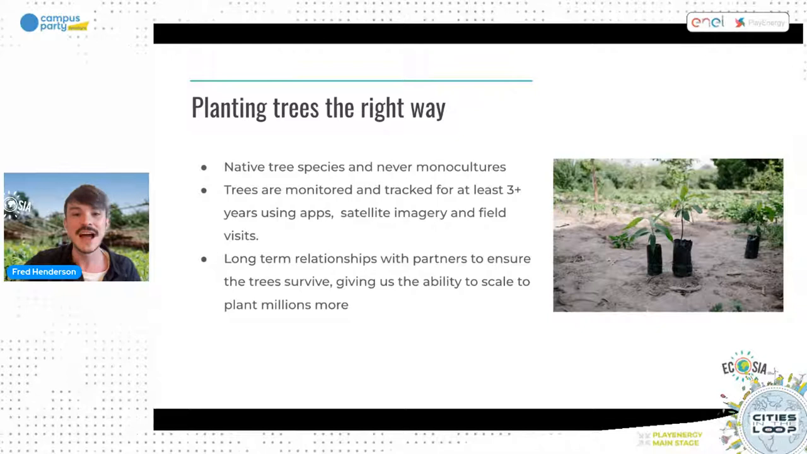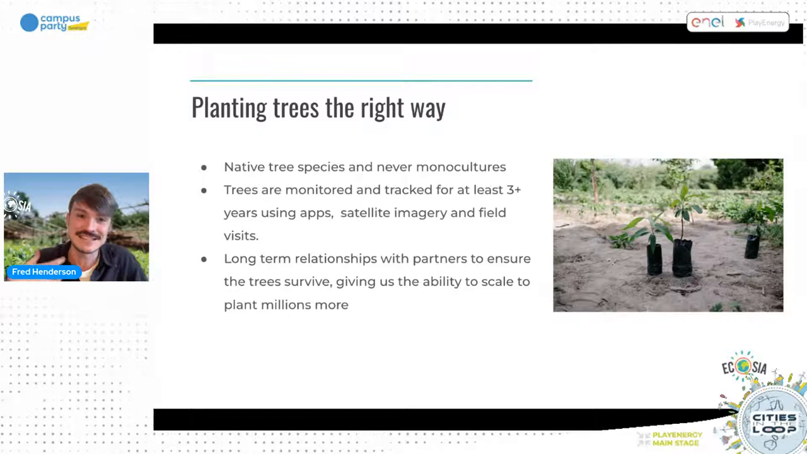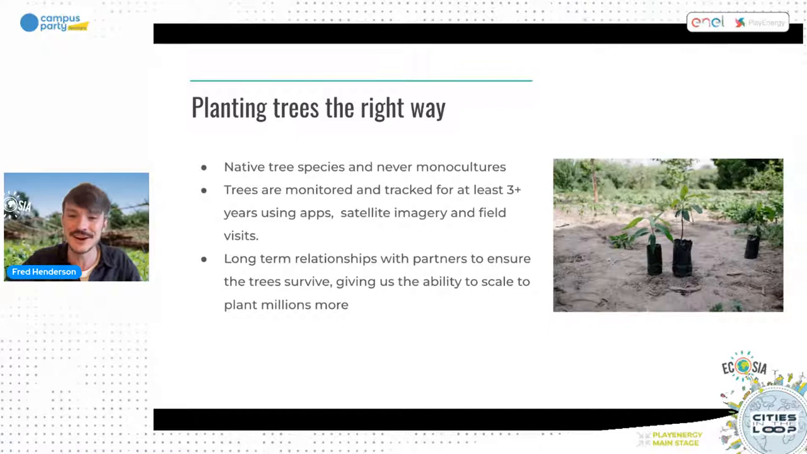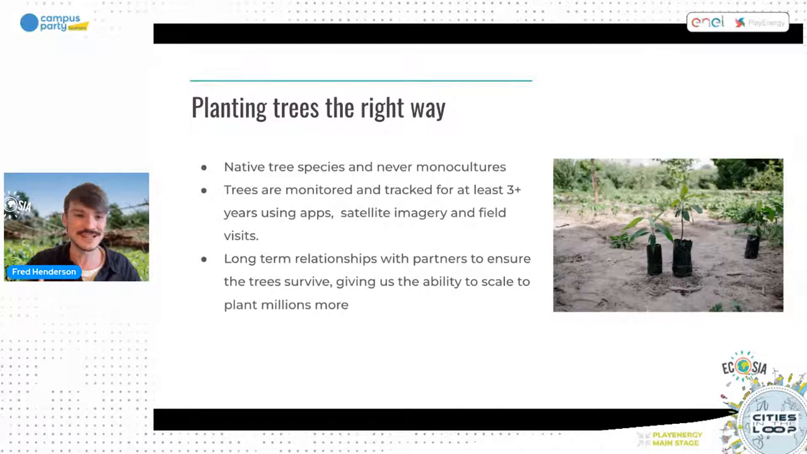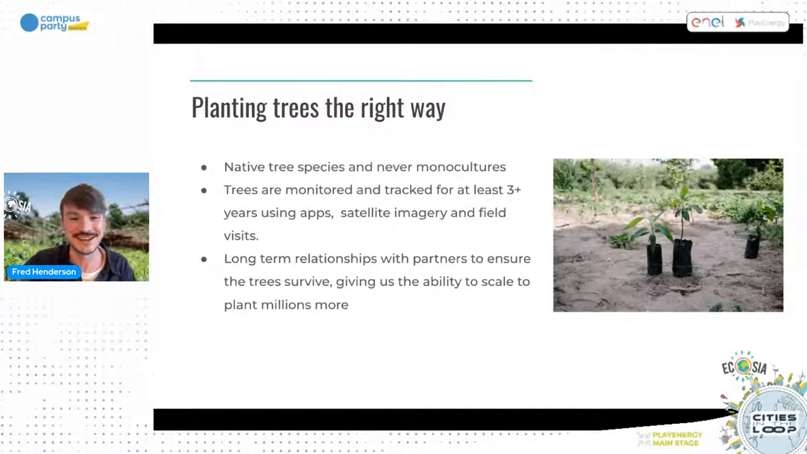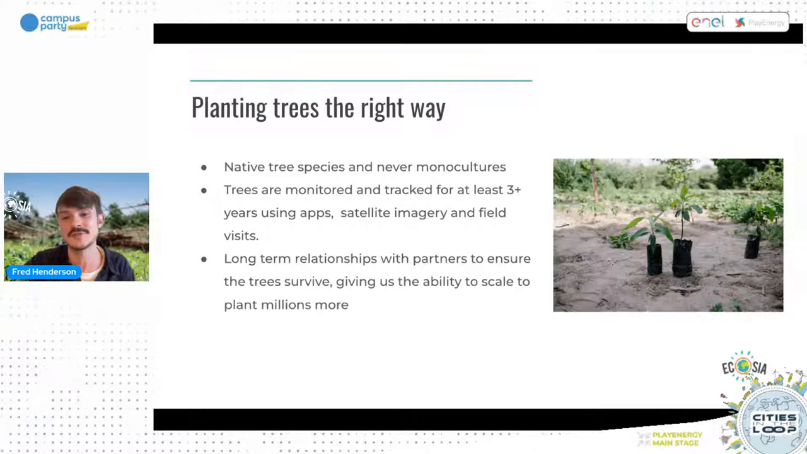We track the trees that we plant for at least 3 years, primarily using things like mobile apps, as well as satellite imagery, and visiting our partners on the ground to ensure that the tree planting project is going well and that they're able to meet their commitments to the number of trees that they are planting with us. And we generally check in on our trees after 3 years, because this is how long a sapling needs to be robust enough in the soil in which it's planted. This early 3 years of a tree's life is when it's most vulnerable and fragile. And so once it's survived past those 3 years, it's generally robust enough to survive into the long term.